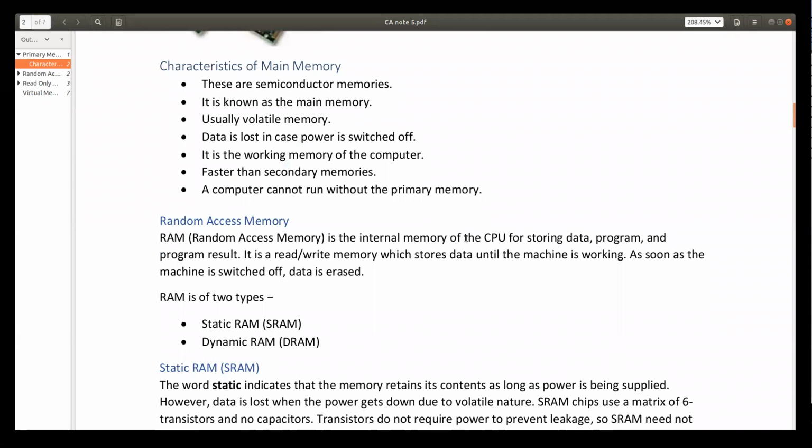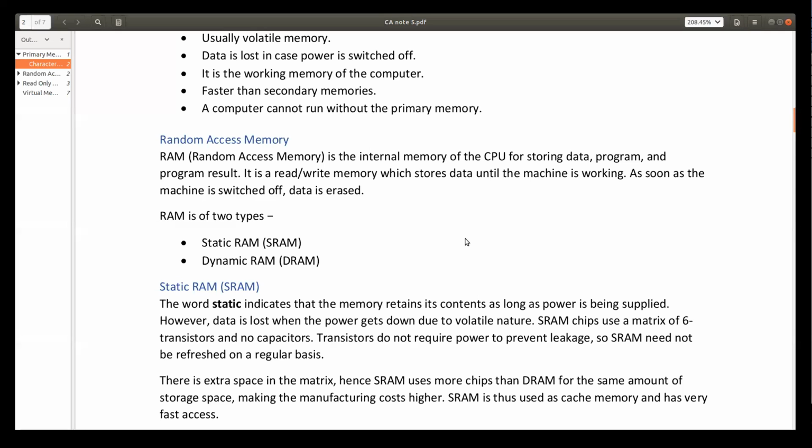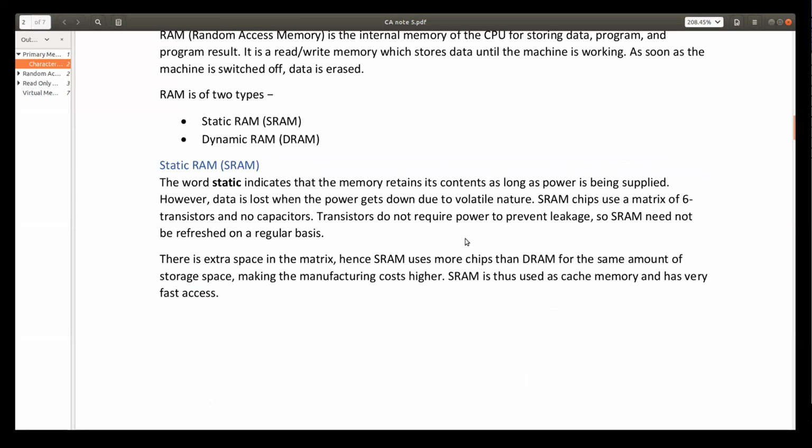Now coming to the RAM in more detail. As I told you, RAM is random access memory, and it has two types: static RAM and dynamic RAM. You just find it out. What is static RAM? Actually, the term static indicates that the memory retains its contents as long as the power is being supplied. That means as long as your computer system is switched on.